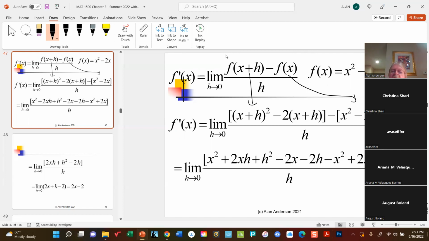Okay, now this part, if you use FOIL, you'll confirm that this is true. Here I'm just multiplying.